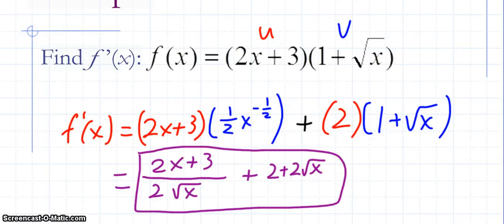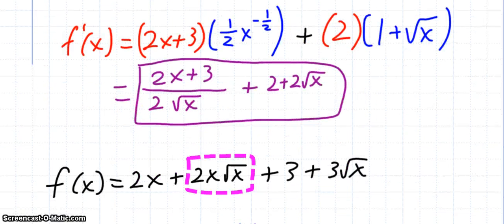One thing I want to point out, though, the reason why we had to use the product rule here was not because of the original notation. We didn't have to use it at this point. But if I was to distribute this original function, I would get 2x plus 2x root x plus 3 root x. And this term right here is still a product. So there's no way to do the derivative of this function without using the product rule. Because if I was to take the derivative of it in this format, I would be fine with the 3 root x, but the 2x root x, I would have to use the product rule.